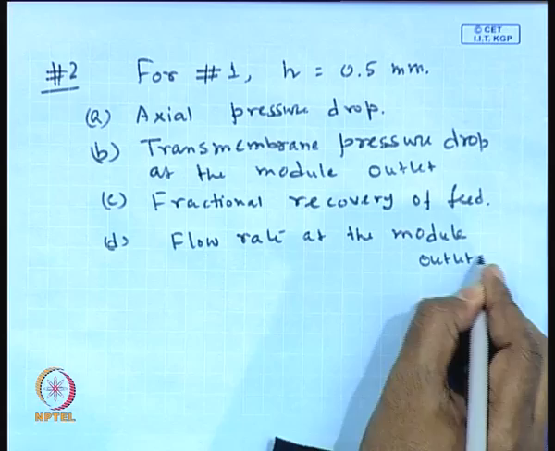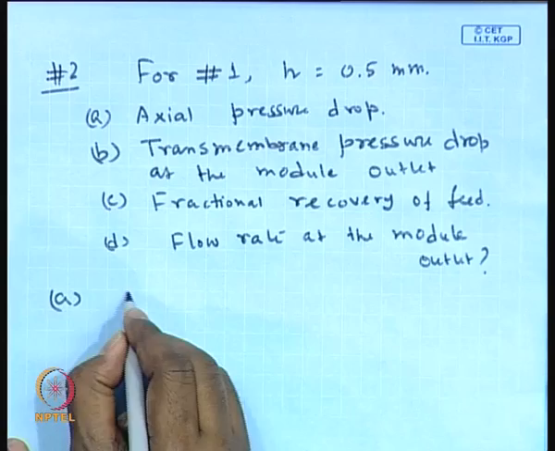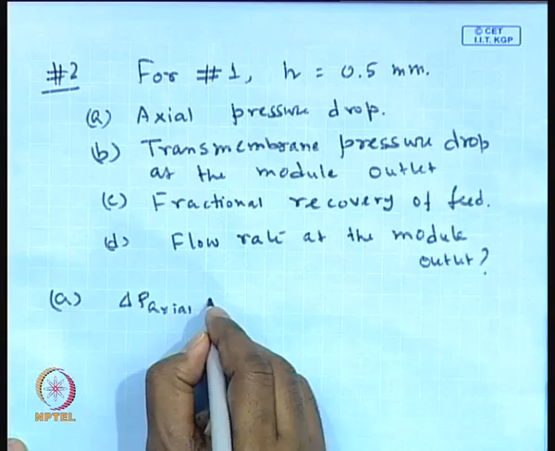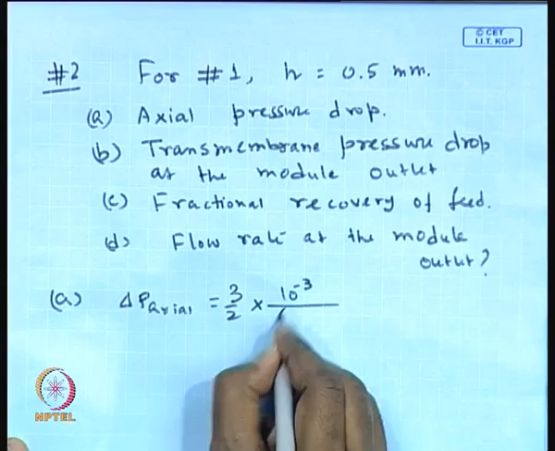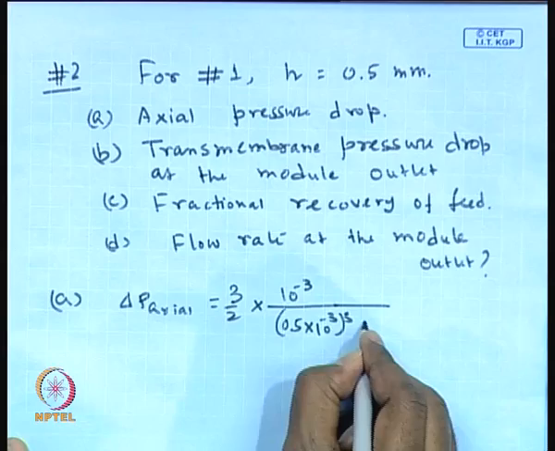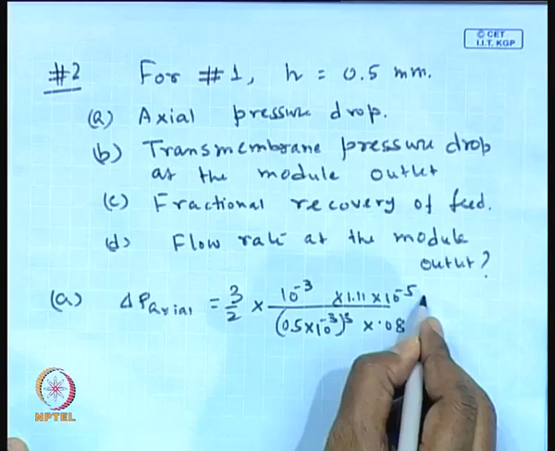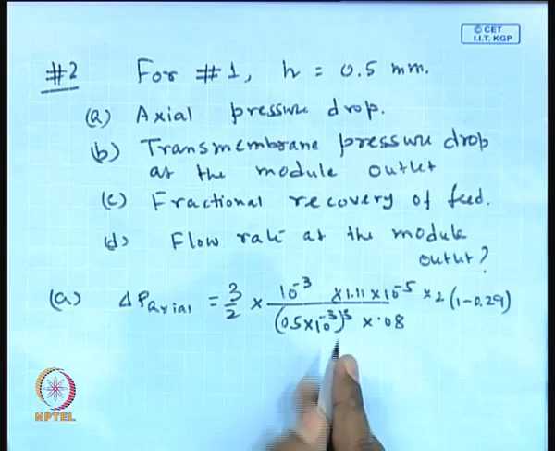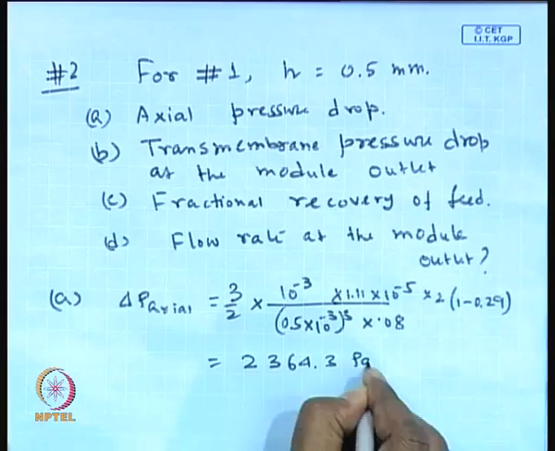Okay. Now, the first case, the axial pressure drop, you just calculate it, delta P axial, just putting the numbers in the formula, 10 to the power minus 3 divided by 0.5 into 10 to the power minus 3 raised to the power 3 into 0.08, 1.11 into 10 to the power minus 5 into 2, 1 minus 0.29. Okay. Just put the values in the formula, it turns out to be 2364.3 Pascal. That means it is about 2.36 kilopascal.